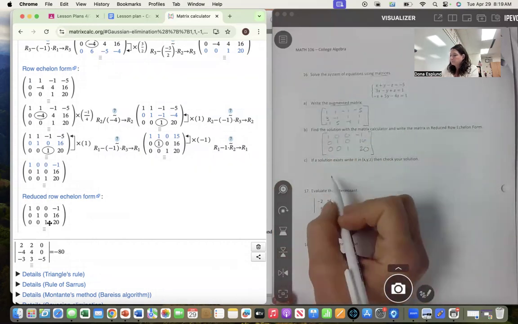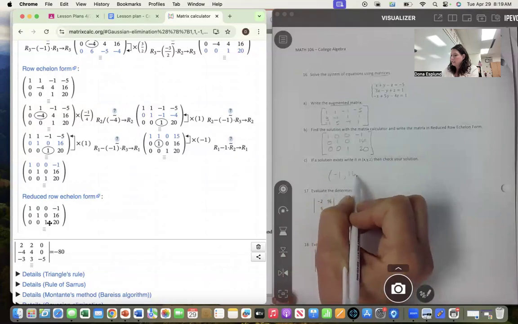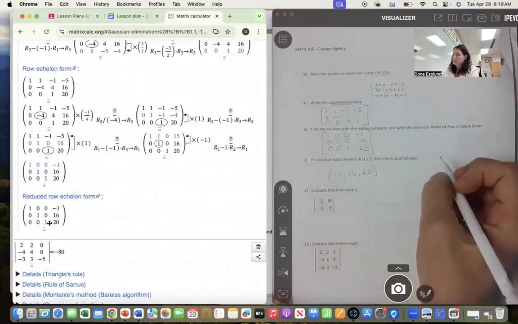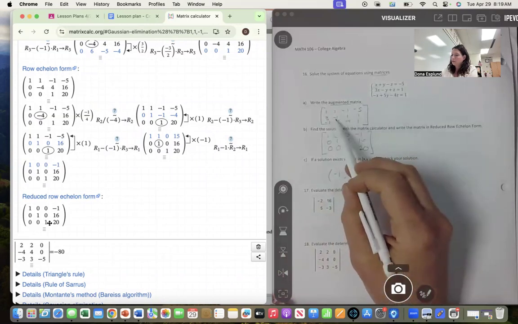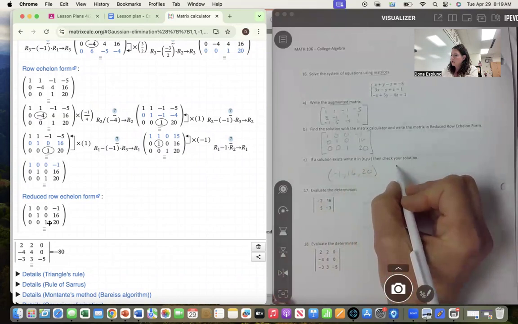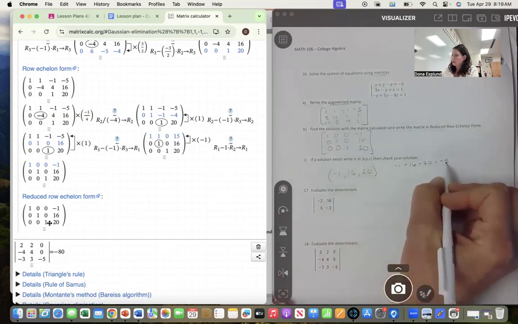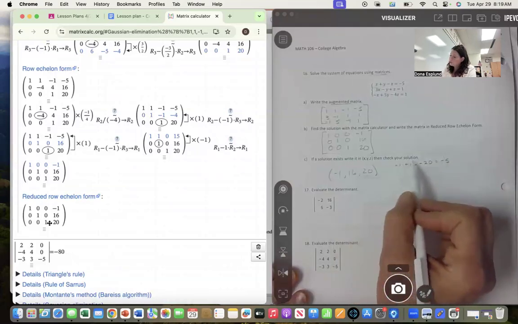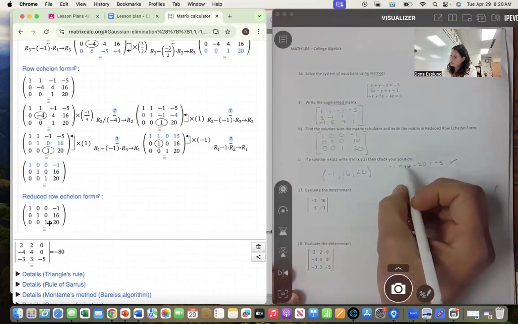This means that my solution is x equals -1, y equals 16, and z equals 20. And again, part of the problem with this is that if you missed a step, or missed a negative, or switched one of them around. So do double check. In other words, I'm going to put it back into my first equation. I'll have -1 plus 16 minus 20 should equal -5. So in this case, -21 plus 16 is -5, so this one checks out.